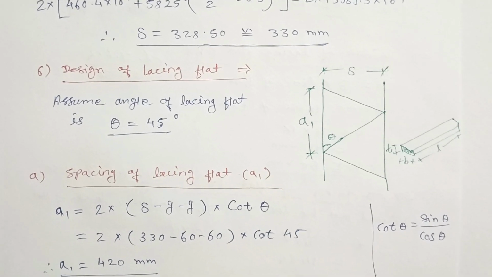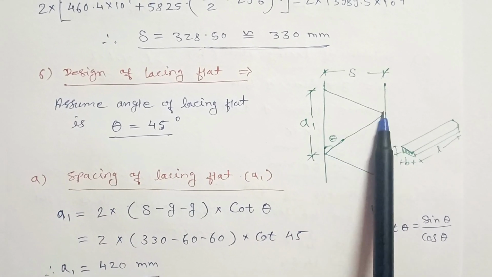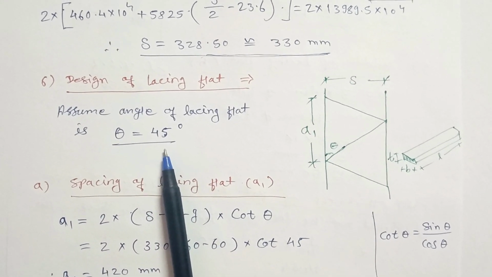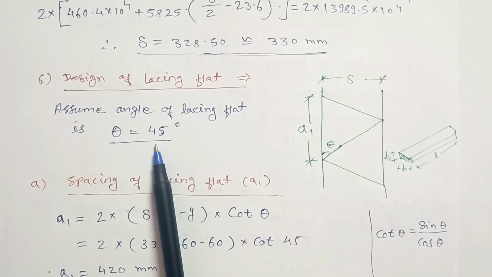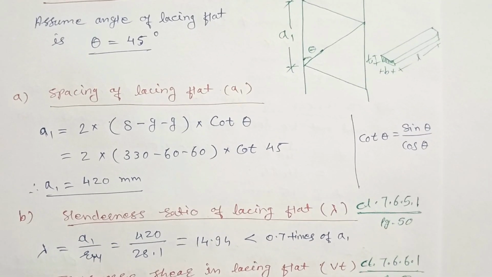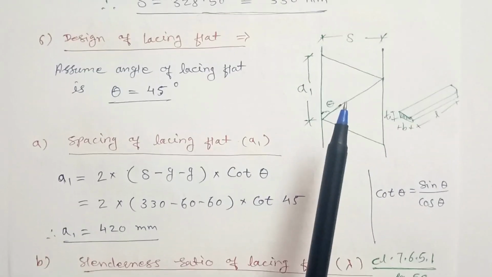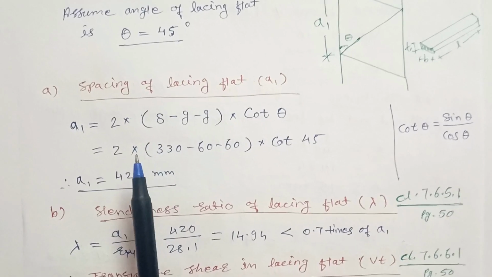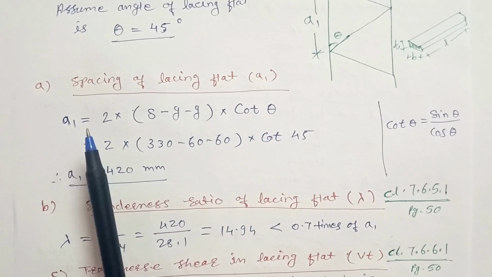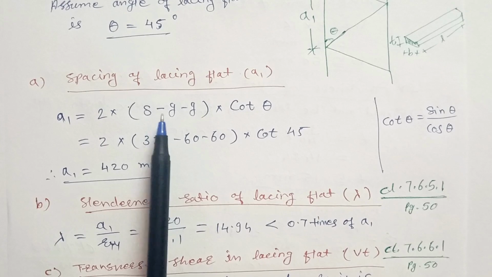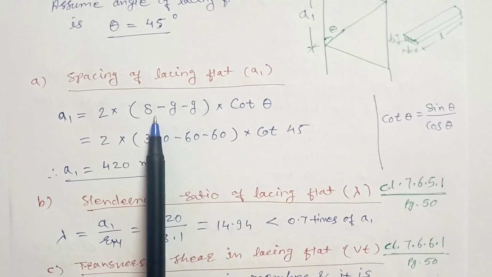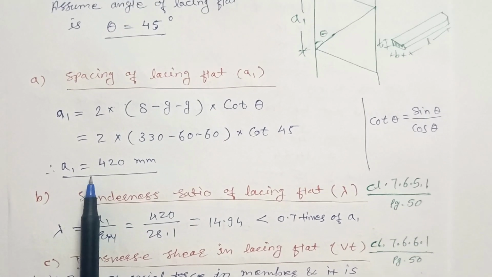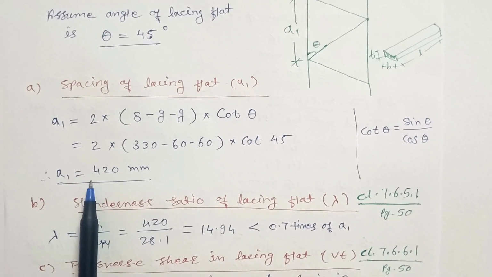To design the lacing flat, we first have to assume the angle of this lacing we have to connect. So theta we can assume 45 to 60 degrees. We are assuming 45 degrees. After that we have to calculate the spacing of lacing. You can see in this diagram, this is A1, the spacing between two lacings. Through this formula we can calculate A1, which equals 2 into S minus G, which is already calculated, into cot theta. By putting in all these values, we will get the spacing between lacing flats.